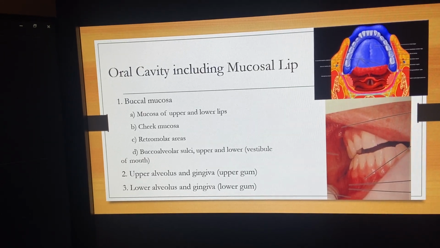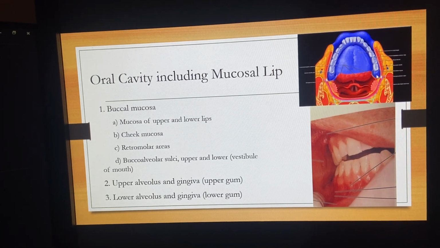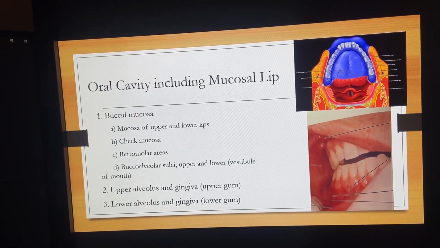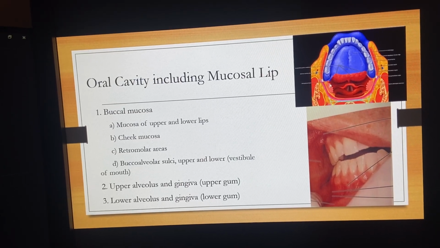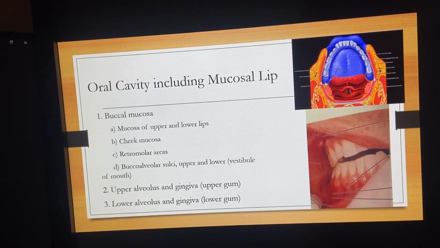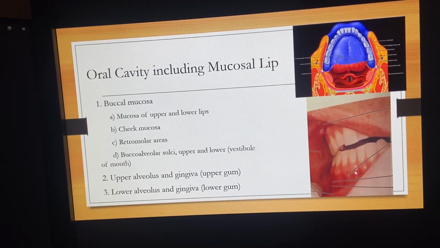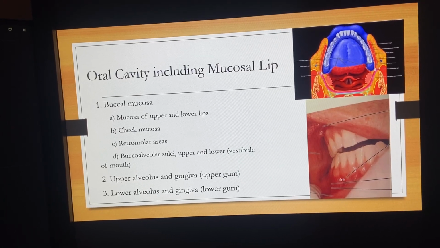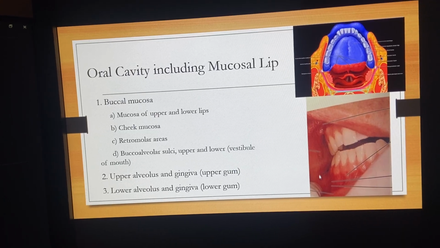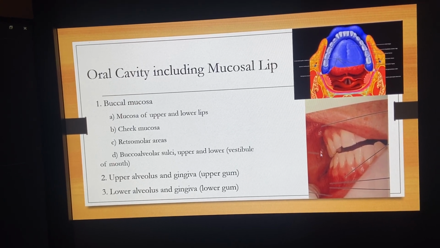Let's get started. The oral cavity, including the mucosal lip, includes the buccal mucosa, the mucosa of the upper and the lower lip, the cheek mucosa, the retromolar areas which are behind the last mandibular molars, the upper and the lower alveolar processes and the overlying gingiva, that is the upper and the lower gum, and the bucco-alveolar sulci, the upper and the lower. The space between them is the vestibule.